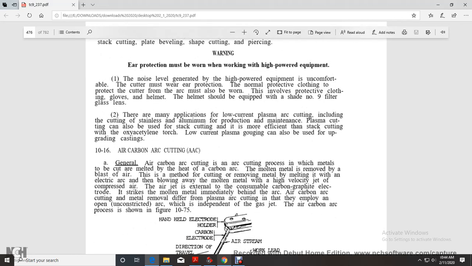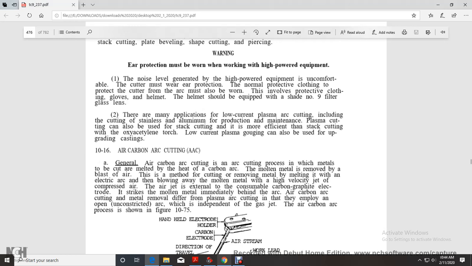Warning: ear protection must be worn when working with high powered equipment. The noise level generated by high powered equipment is uncomfortable, so the cutter must wear ear protection. Normal protective clothing to protect the cutter from the arc must also be worn. This involves protective clothing, gloves, and a helmet. The helmet should be equipped with a shade number 9 filter grade lens.